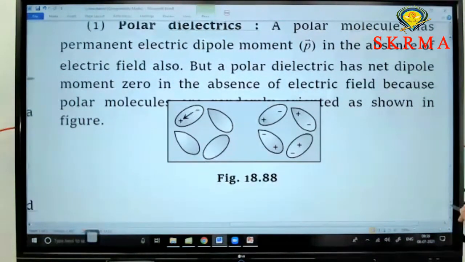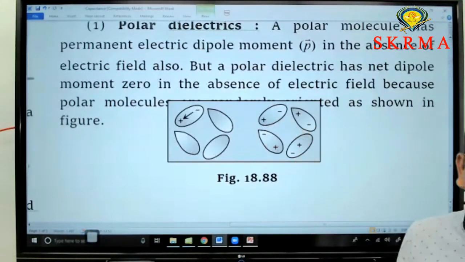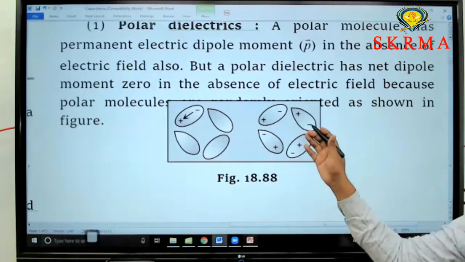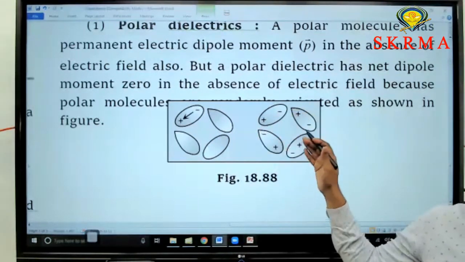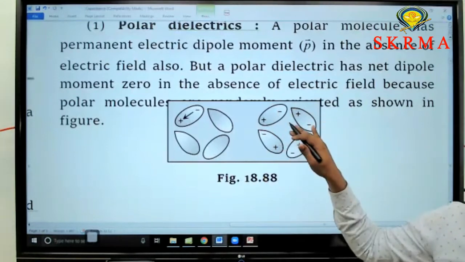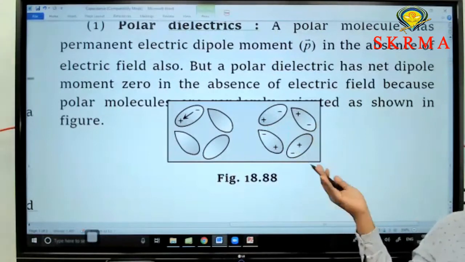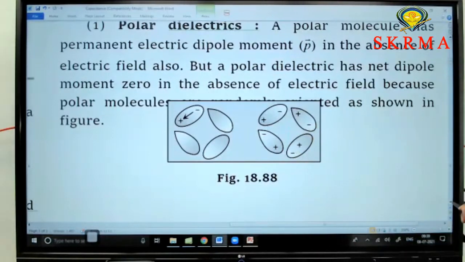Next, the dipole moments are like this. A dipole means nothing but positive and negative, right? The dipole moments are not arranged in the same order. Different orders are there, and each dipole has a dipole moment, but the net may be zero.